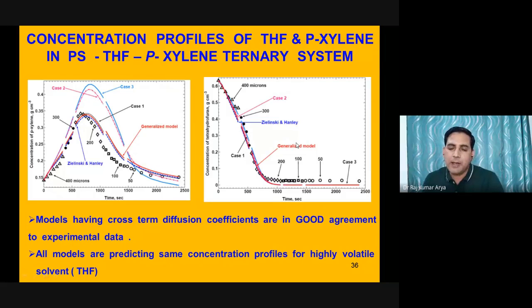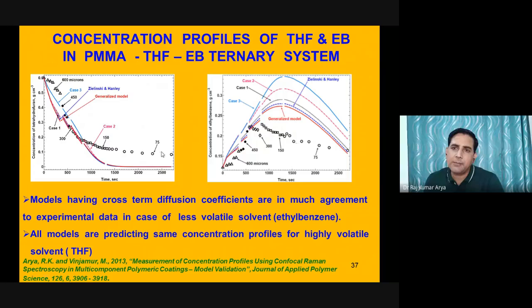Now this is for another system. The same predictions we got for the other system also hold for PMMA–tetrahydroethyl benzene. So what we were guessing for the previous systems was valid here also. This work we have published in the Journal of Applied Polymer Science.